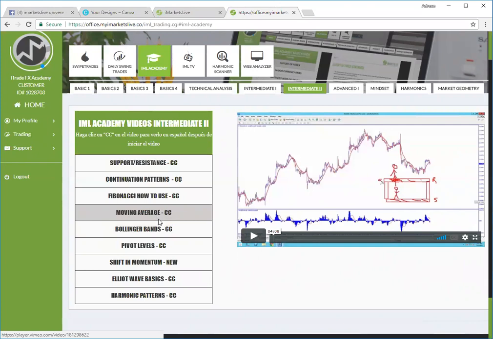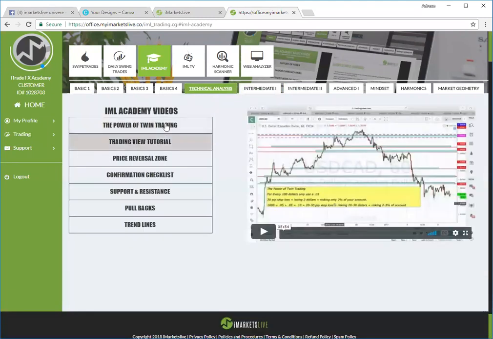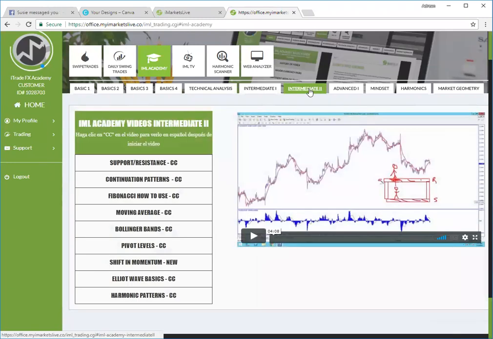Now, these things right here are going over concepts and trading strategies. That's what Intermediate Two goes over: trading strategies. So you have the technical analysis that goes over basic trend fundamentals, and then you have Intermediate Two that goes over trading strategies. You see how they're kind of out of place a little bit, but it's fine. The information is there. You just need to know how to place it.